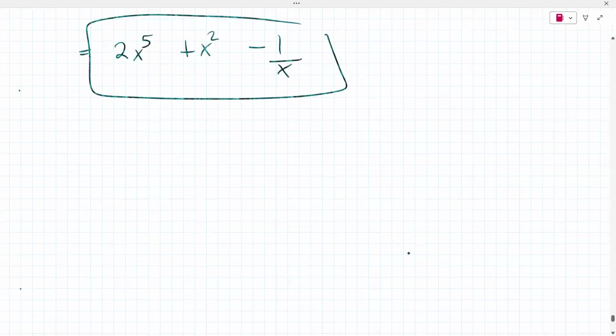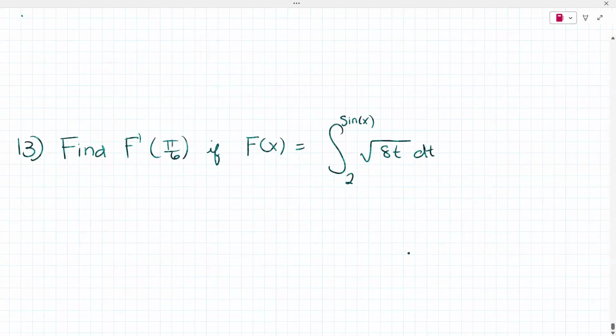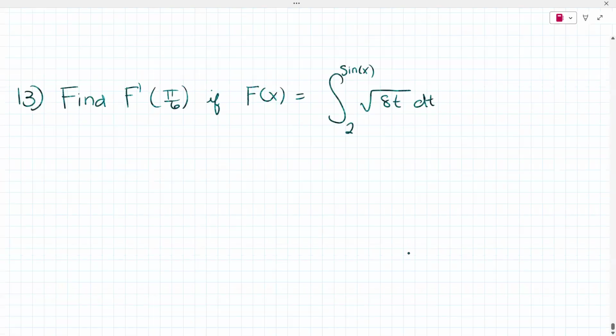Okay, 13. 13 says find f prime of pi over 6 if f of x equals the integral from 2 to sin of x of the square root of 8t dt. So what you're going to do is step 1: use FTC number 2. That's the first step.